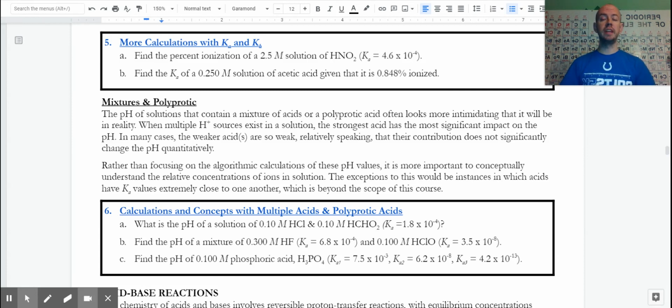So when you watch this video, the problems for number 6, the math is good, but even more important than that is the conceptual idea of which things are really high and which things are really low in terms of their concentrations.